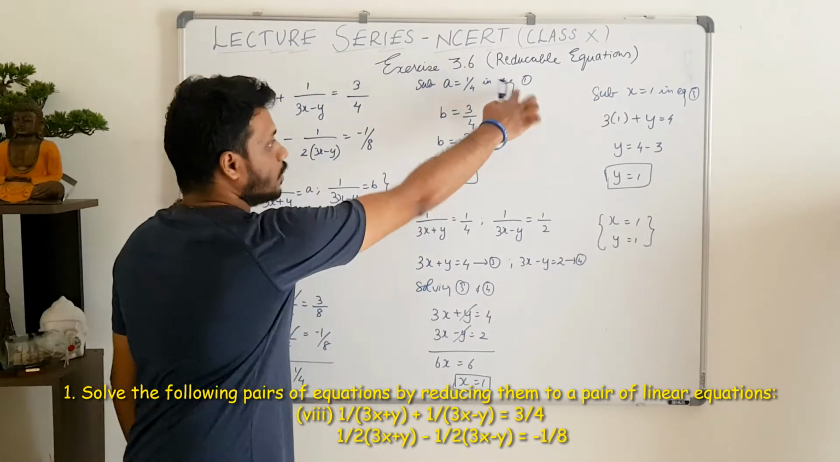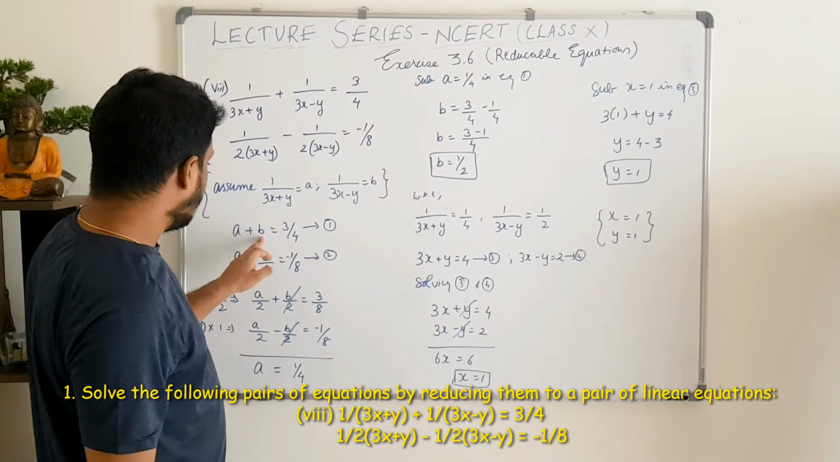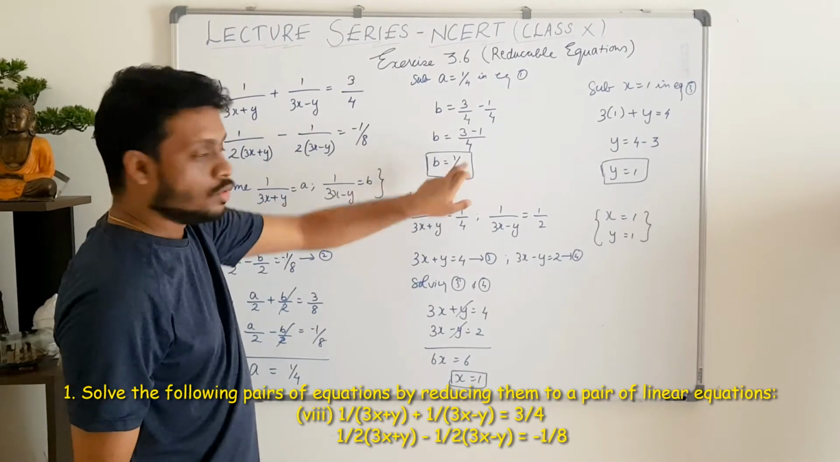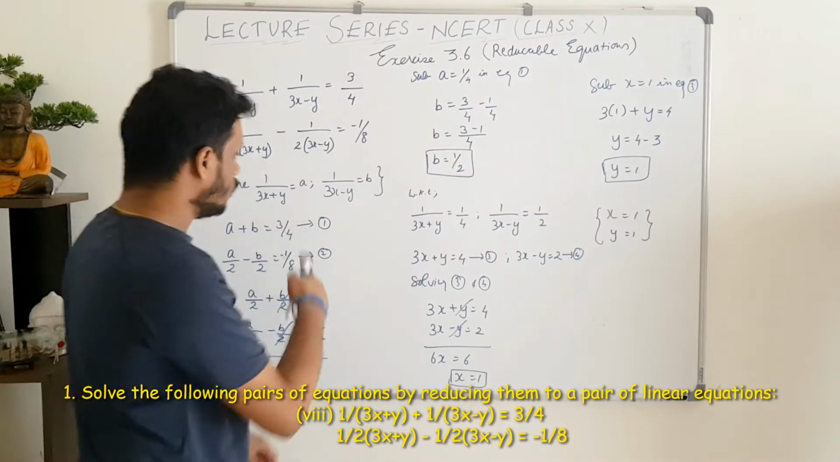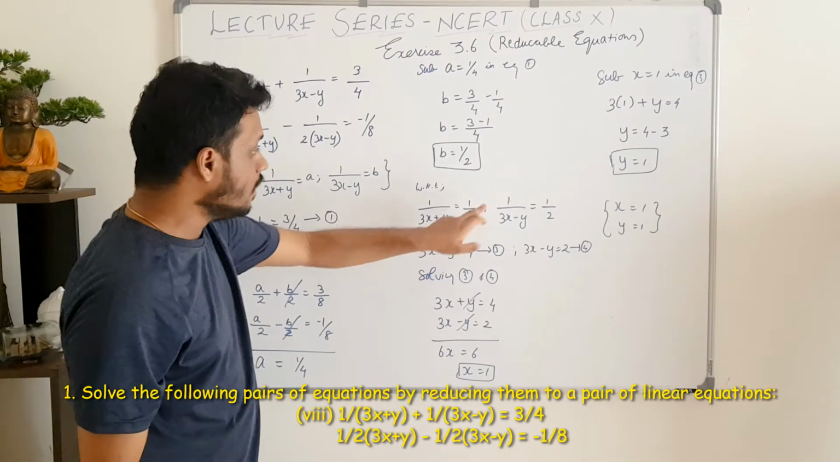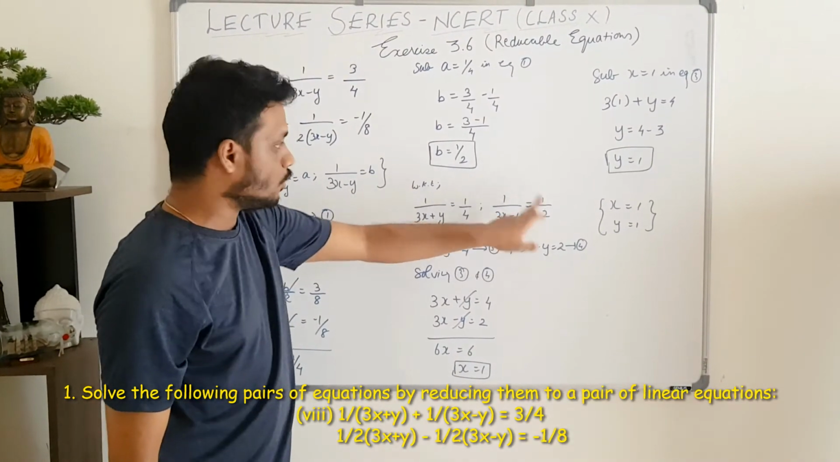Then I substitute that in equation 1. So when I do that, I get b is equal to 3 by 4 minus 1 by 4, or b would be 1 by 2. So after obtaining a and b values, I substitute them back in the assumption. So we know 1 by 3x plus y is going to be 1 by 4, which is a, and 1 by 3x minus y is going to be 1 by 2, which is our b value.